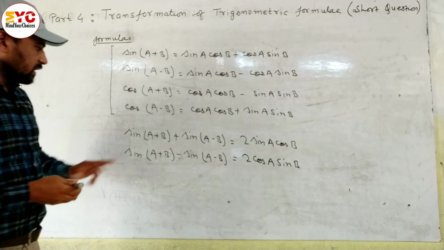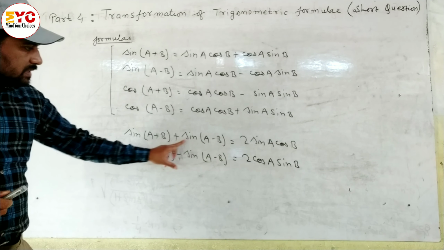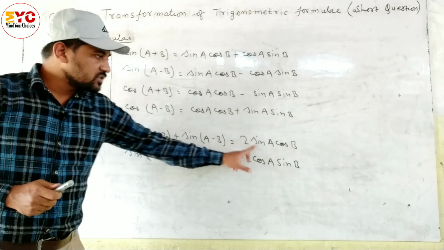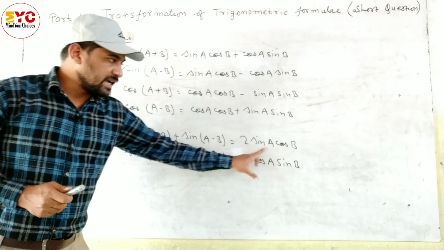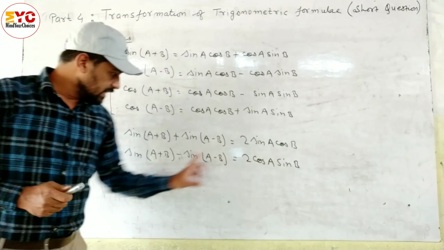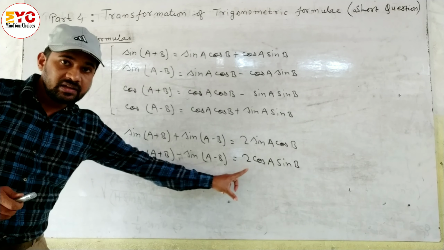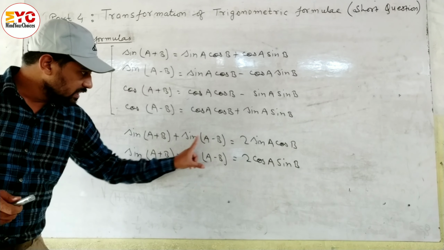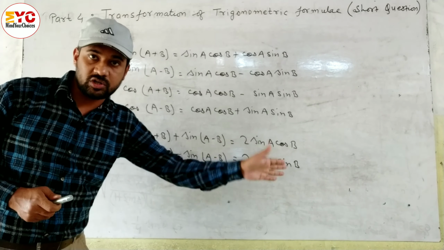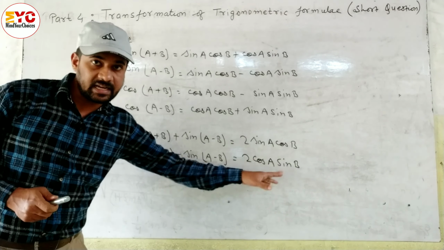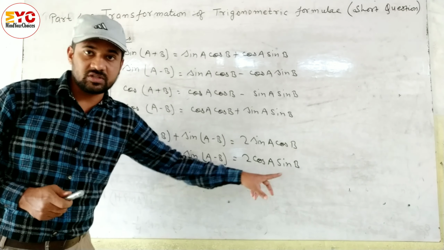Look at this properly: sine A plus B plus sine A minus B. The formula of this is 2 sine A cos B. If plus, then sine A cos B; if minus, then cos A sine B, the opposite. If plus, then 2 sine A cos B, easy to learn. If minus, then 2 cos A sine B.